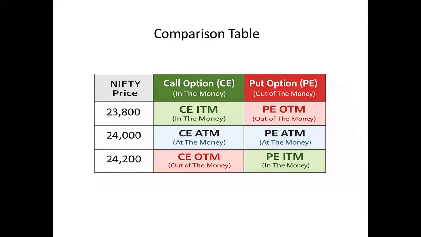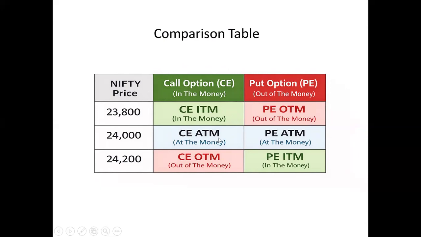So for easy understanding, I gave 24,000 as the strike price. For the 24,000 strike price, the in the money strike price for a call option is 23,800. Similarly, the out of the money call option may be around 24,050, 24,100, 24,150, 24,200. Above the strike price is known as out of the money in the case of a call option. Below the strike price is known as in the money.